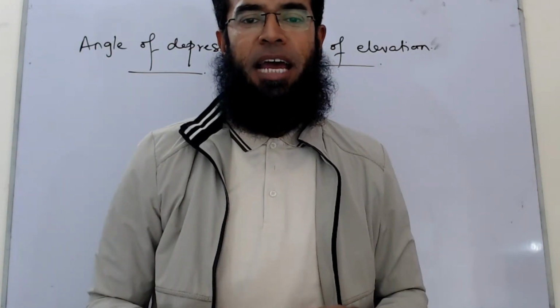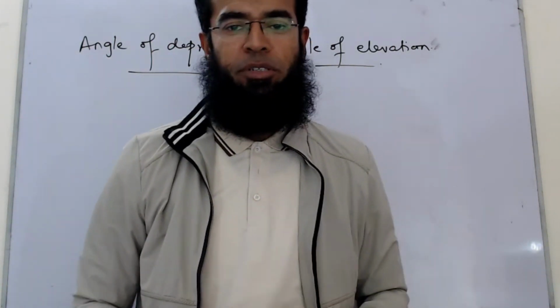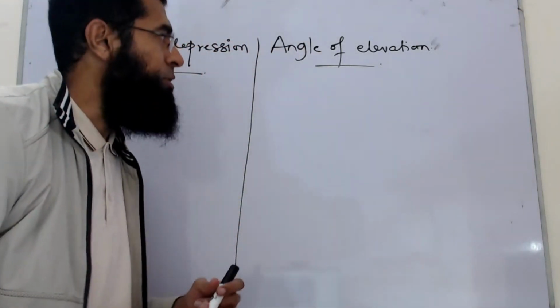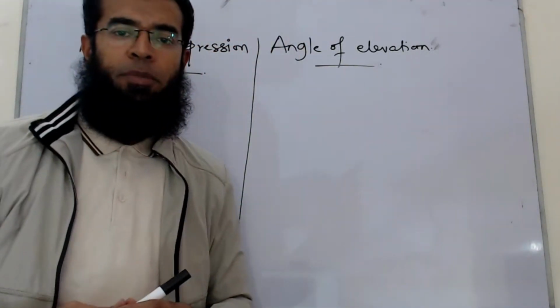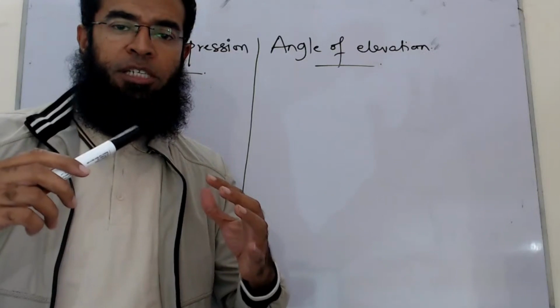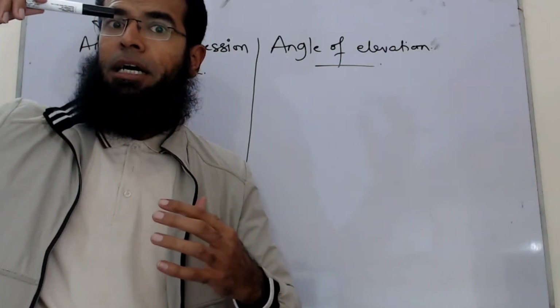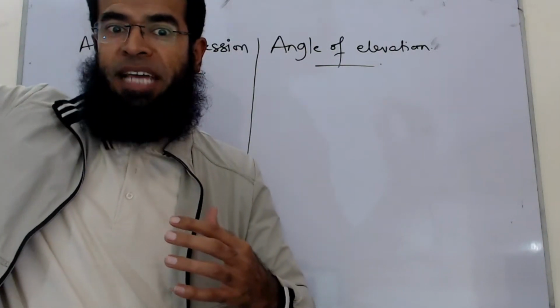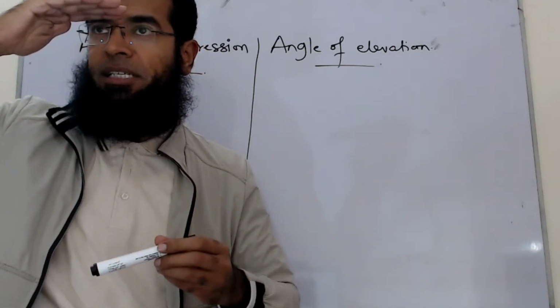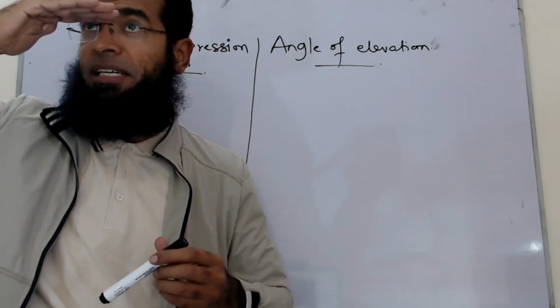Let's discuss angle of elevation and angle of depression. So first, angle of elevation. What is angle of elevation? Angle of elevation is made, for example, when someone is looking at something which is above his head level, or you can say something above his eye level.